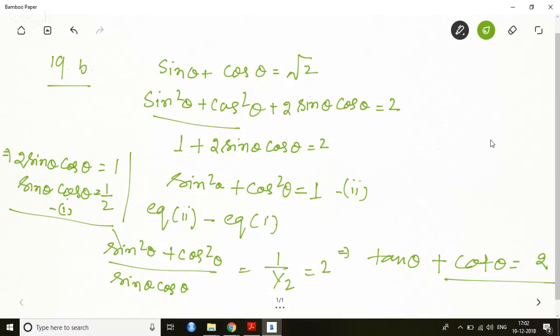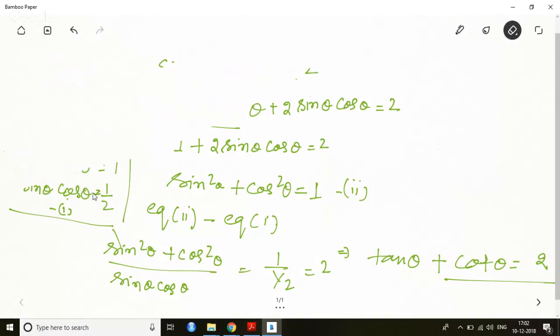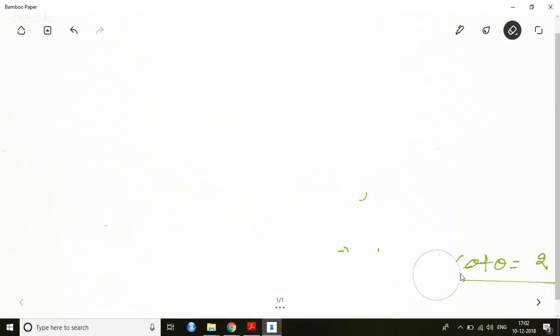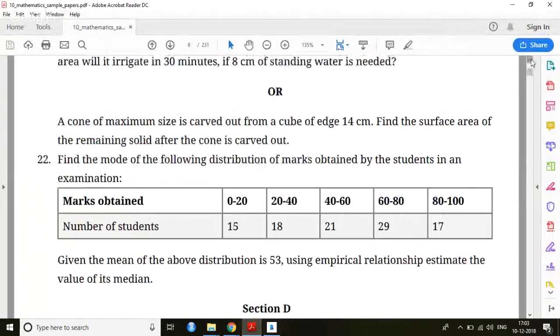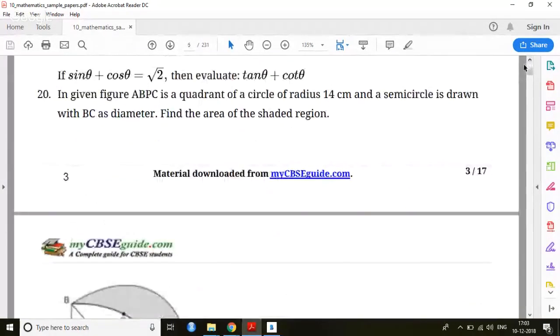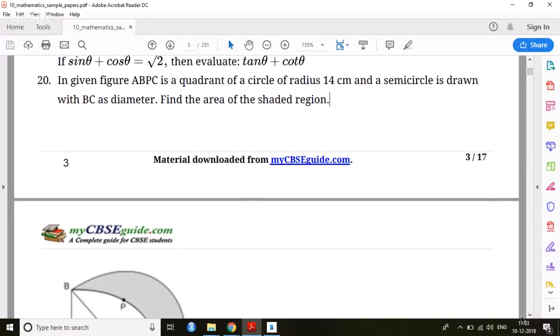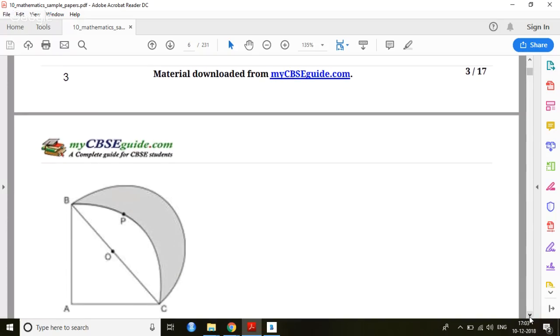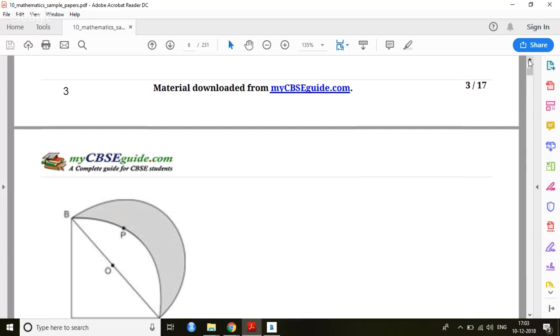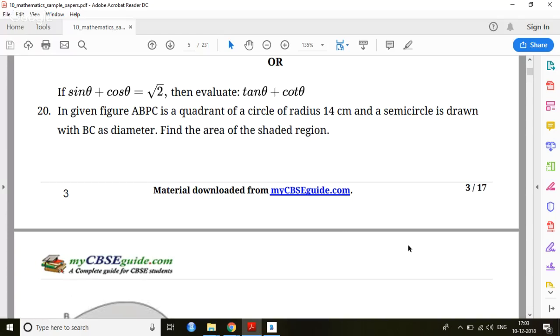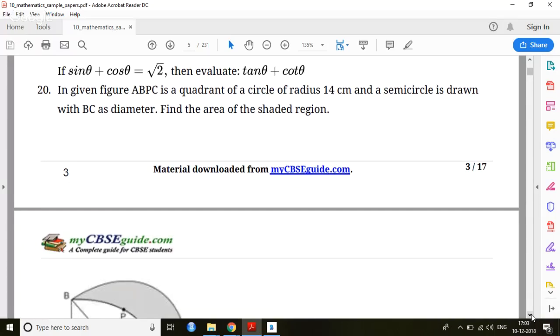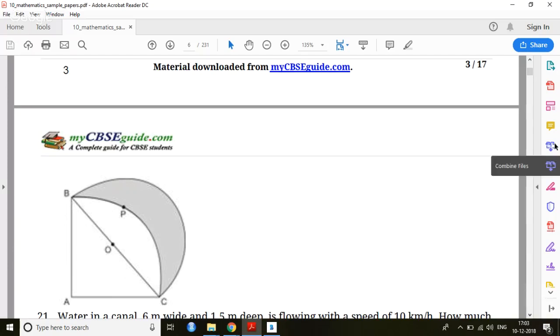Okay, question number 20 I'm solving now. And question number 20 tells me that ABPC is a quadrant of a circle of radius 14 centimeter, and a semicircle is drawn with BC as diameter. Find the area of the shaded region.